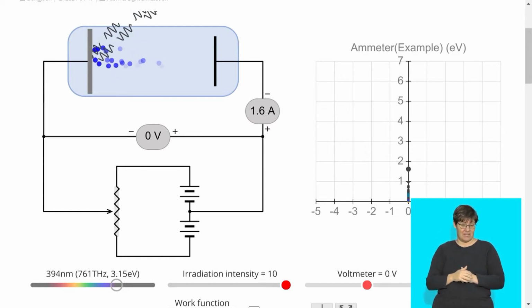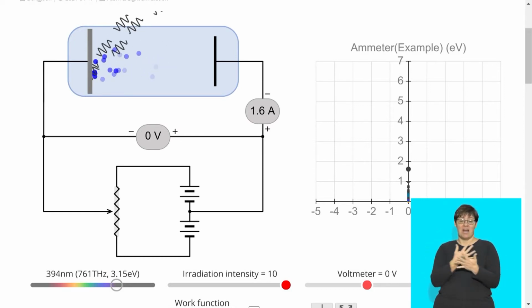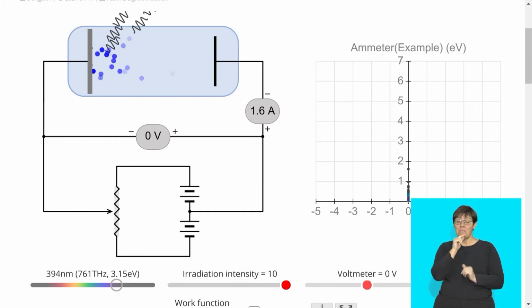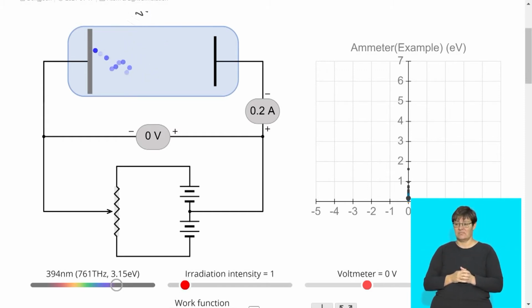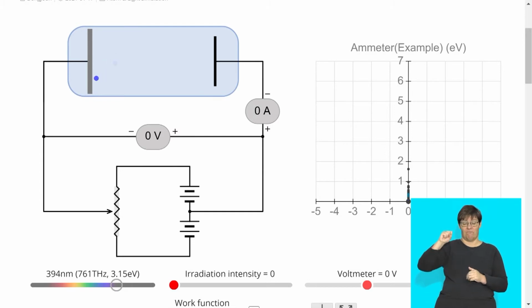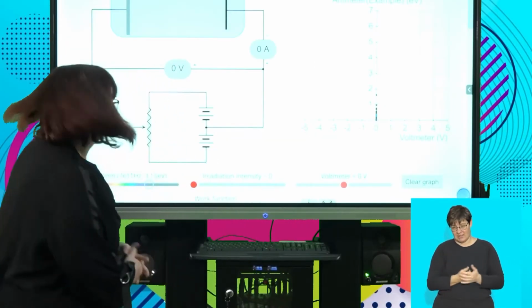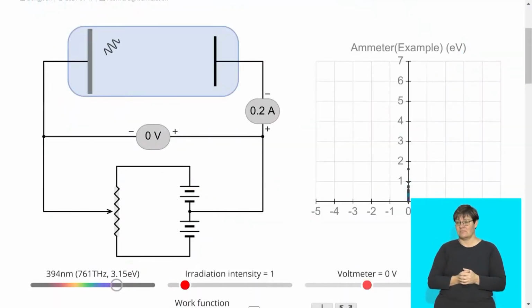The electrons are not moving any faster. We just have more of them. So we go back down here, and if I switch the light off, well, no current. That's fairly straightforward, okay?